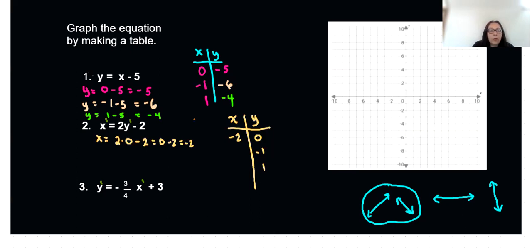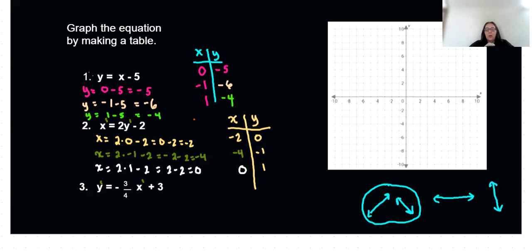Now I'm going to put -1 in for y. So I have x equals 2 times -1 minus 2. Well, 2 times -1 is -2. Minus 2 is -4. And then I'm going to put 1 in for y. So I get x equals 2 times 1 minus 2. 2 times 1 is 2, minus 2 is 0.